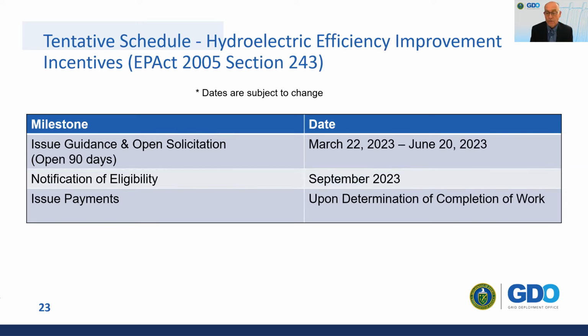So for 243, again, the solicitation is open until June 20, 2023. We'll be issuing notices of eligibility in September, and then the payments, as said earlier and stated in the guidance, will be upon determination of completion of the project and demonstration that you've improved efficiency by 3% or more.